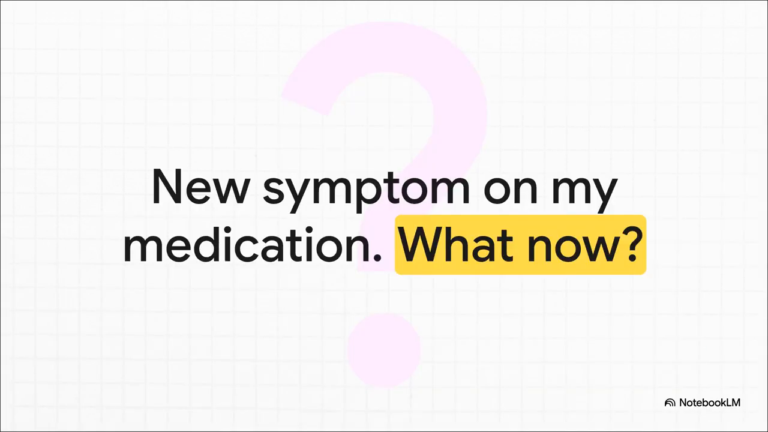Usually the whole process kicks off with a really relatable question. Something like, hey, I'm on this medication and suddenly I've got this weird new symptom. What do I do? Now, obviously, this is an incredibly high-stakes query. If a standard AI model hallucinated an answer here or just made a wild guess, the consequences could literally be life-threatening. So how does an advanced system handle this accurately, safely, and most importantly, transparently?